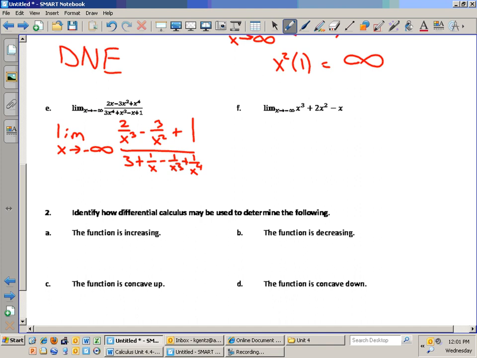Right? So what do these guys do? They go to 0. So you got 0 plus 1 on the top, which is 1. On the bottom, you've got 3 plus 0, which is 3. So this thing's going to go to 1/3.